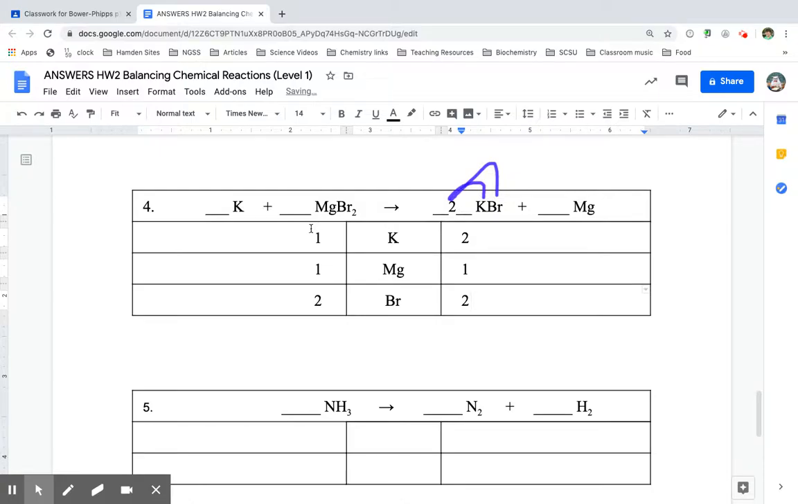So if I want to fix on the left-hand side, because now my Brs match, my Mgs match, to make my Ks match, now I have 2 Ks on the left-hand side. Boom, boom. Everything's fixed. Remember, when you change it down here, change it in the top of the equation first, because sometimes you might change it down here and forget to put the number up there. Otherwise, it doesn't actually count. These ones that didn't have anything, again, can become ones. All right, looking good, looking good. Let's go to the next one.